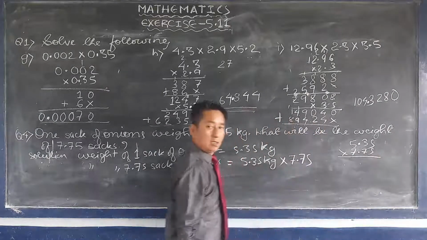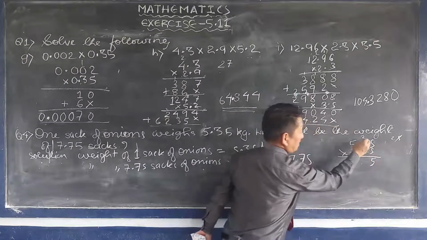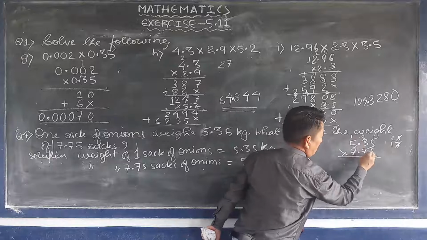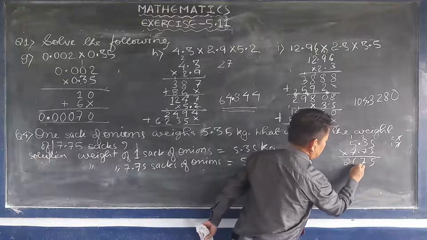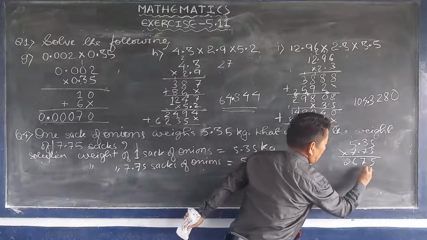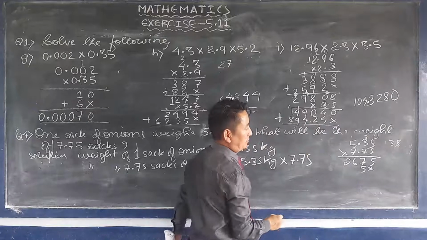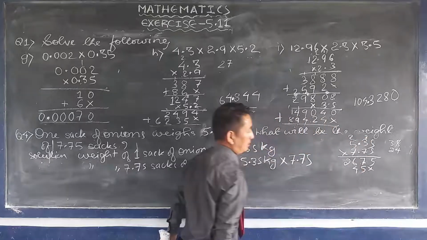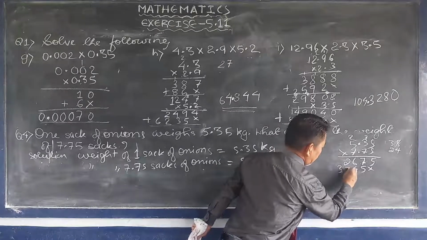Here we'll work 5.35 multiplied by 7.75. 5 5s are 25. 5 2 carry on. 5 3s are 15, 16, 17. 7 will write here straight. 1 carry on here. 5 5s are 25. 25 plus 1, 26. Now here we'll multiply by 7. 7 5s are 35. 5 3 carry on here. 7 3s are 21. 21 plus 3, 24. We'll write here 4. 2 carry on here. 7 5s are 35. 35 plus 2, 36, 37.